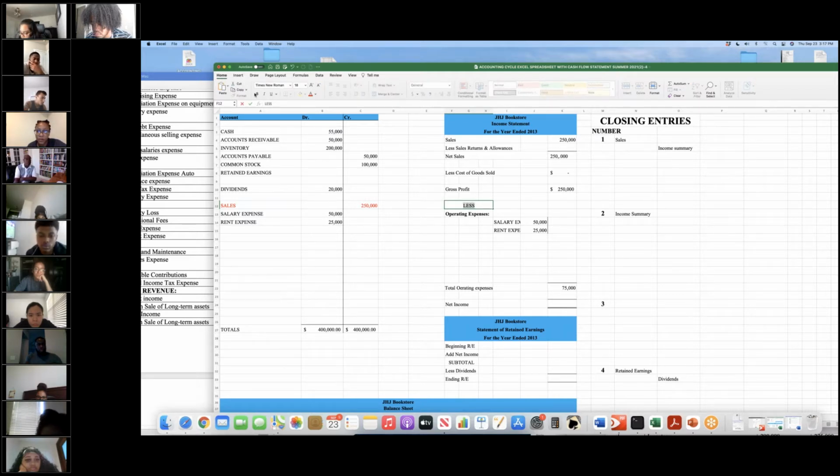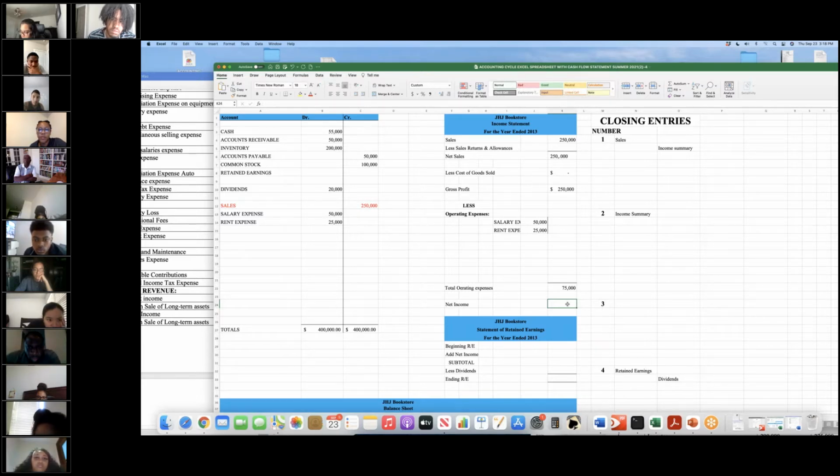You always are going to subtract the expenses. You're also going to subtract the cost of goods sold. You don't add your expenses to revenue, you subtract them. So what is our net income? $225,000.